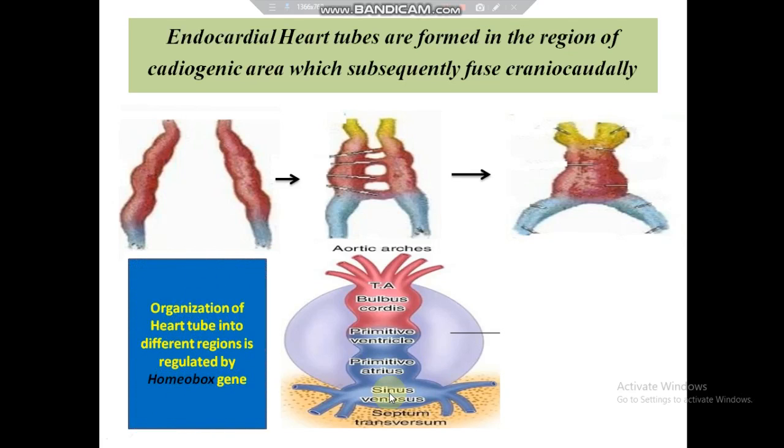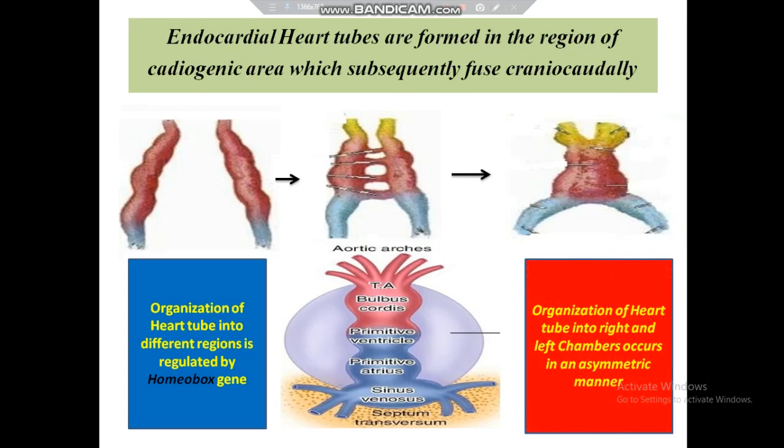Now, organization of the heart tube into different regions is regulated by a gene that is called the homeobox gene. This is the same gene which is responsible for organization of the craniocaudal axis of the embryo. Now, organization of the heart tube into right and left chambers occurs in an asymmetric manner. That means there is no symmetry.